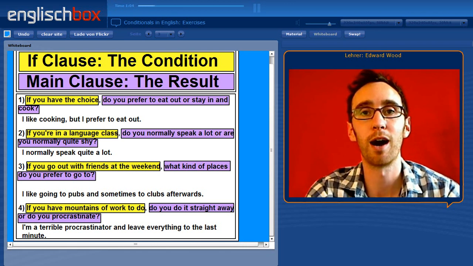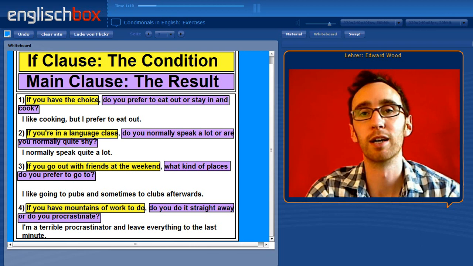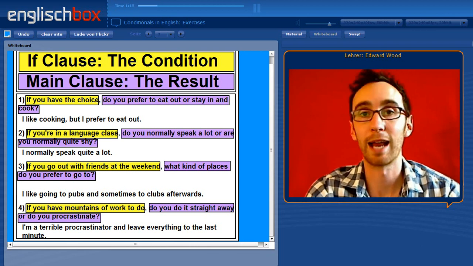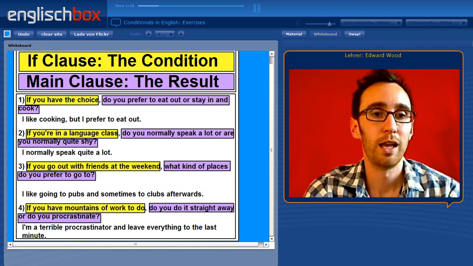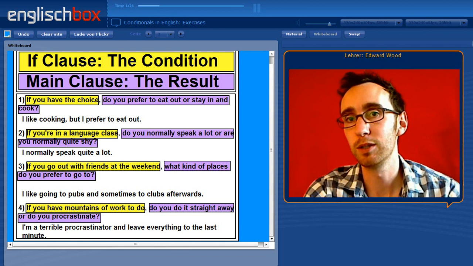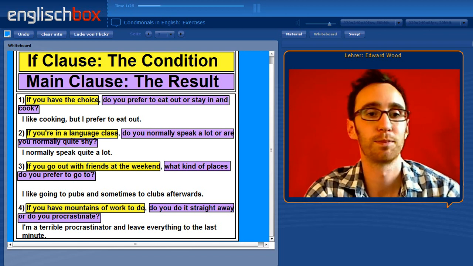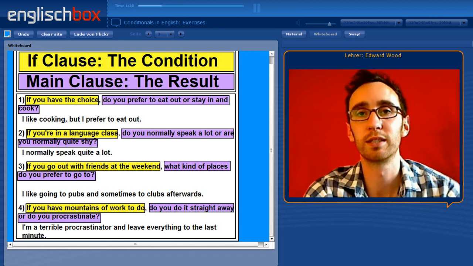Let's look at some of my answers to those questions to get a slightly deeper insight. If I have the choice, I prefer to eat out rather than staying in. If I'm in a language class, I normally speak quite a lot. If I go out at the weekend with friends, I normally go to pubs and then sometimes on to clubs. And if I have mountains of work to do, I almost always procrastinate.